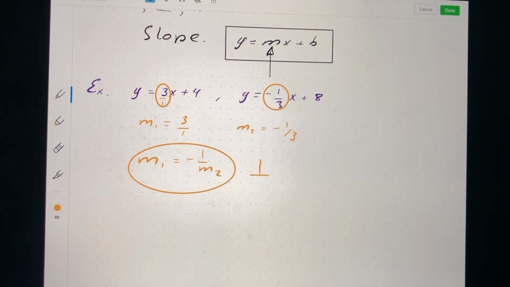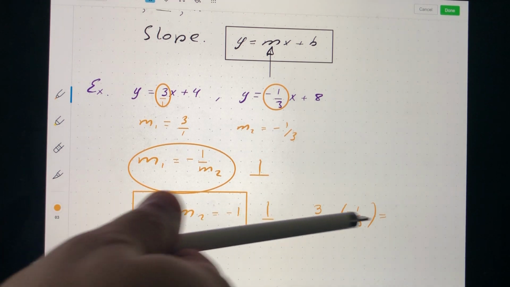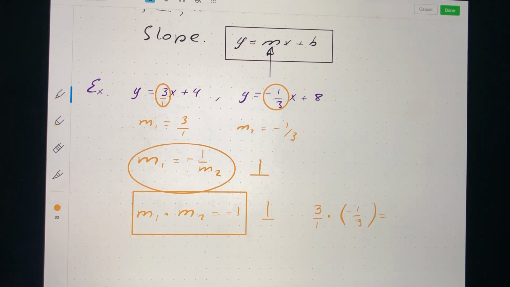Another way to show mathematically that the two lines are perpendicular is if we multiply the two slopes and the answer happens to be negative 1. That also shows that the two lines are perpendicular. So here we can do that as well. m1 happens to be 3/1, m2 is negative 1/3. When we multiply fractions, we multiply straight across, top by the top, bottom by the bottom. 3 times negative 1 is negative 3.